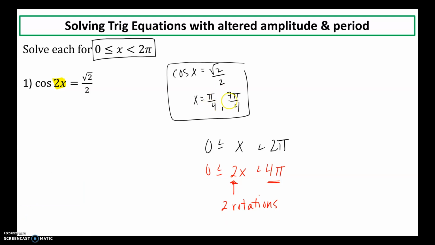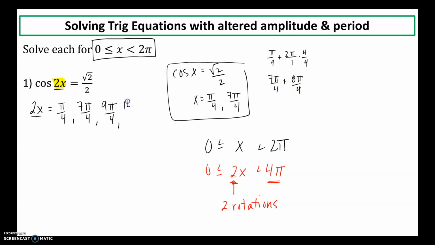So now I still keep my same reference angle, but 2x is going to be equal to pi over 4 and 7 pi over 4. That's one rotation around the unit circle. Now I got to take another rotation around the unit circle. So I'm going to have pi over 4, and I'm going to add 2 pi to it. Why 2 pi? Because that's one rotation around the unit circle. So 4 times 2 is 8. So this gives me 9 pi over 4. And then I'm going to take 7 pi over 4, and I'm going to add 2 pi to that. And I get 15 pi over 4.